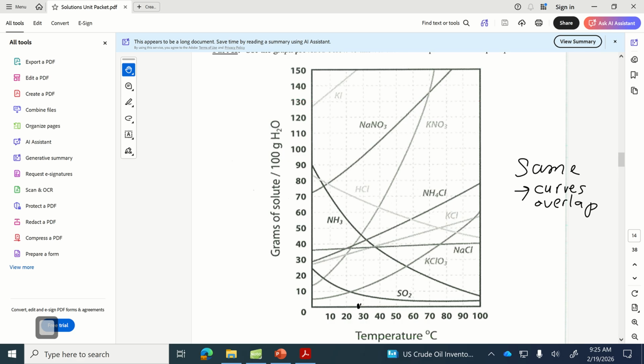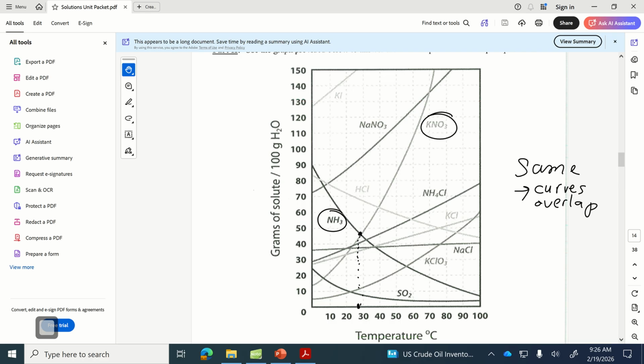So I would go up and ask, where do I have curves overlap? There's some closeness right there, but that's not what I'm looking for. I'm basically looking at this one. Okay? So that would be NH3, and then this line, which doesn't mention what it is until up there, KNO3. So at 28 degrees, KNO3 and NH3 have the same solubility.